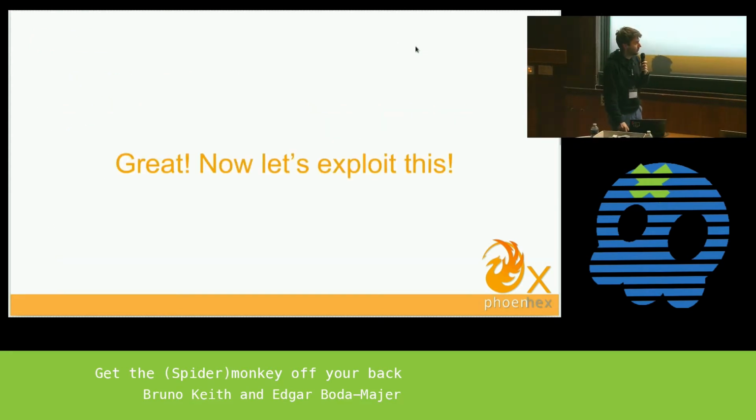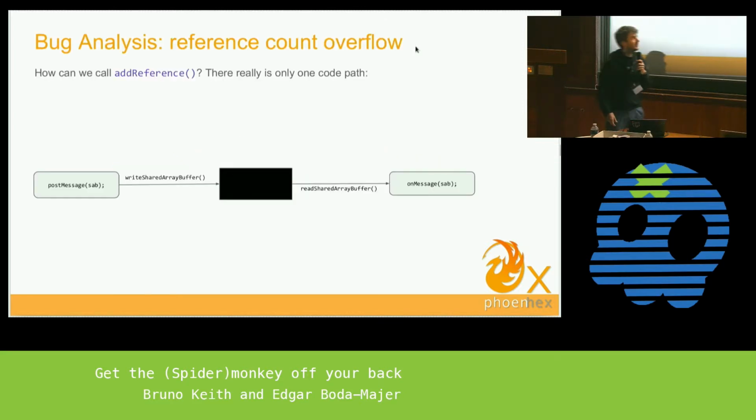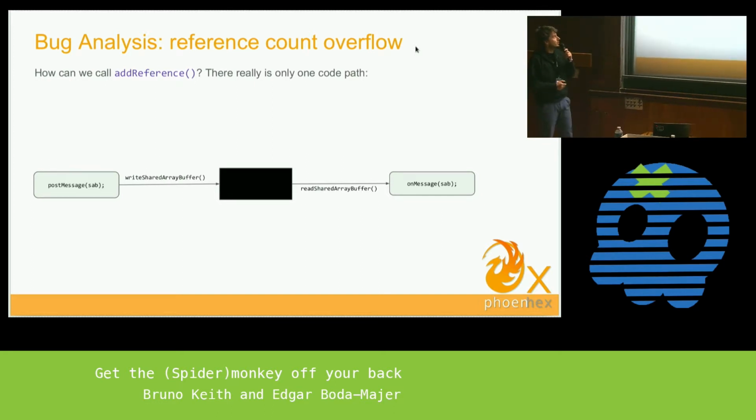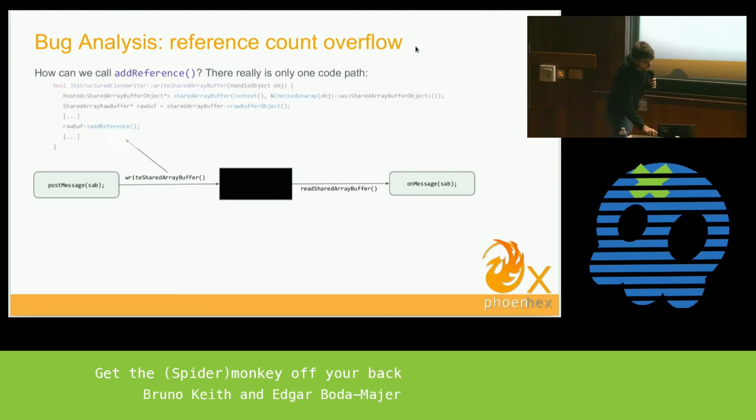So yeah, that's quite a simple bug. So I guess we can just exploit this. But in fact, it's not that easy, because if you think about how we can call add reference, there is only one way to call it, via this postMessage, as I've already said. The way postMessage works, it will serialize the buffer via this write shared array buffer. And in this write shared array buffer, there is an add reference, as expected. Then it will go through some black box and get transferred to the worker thread, where it then gets unserialized via the read shared array buffer.